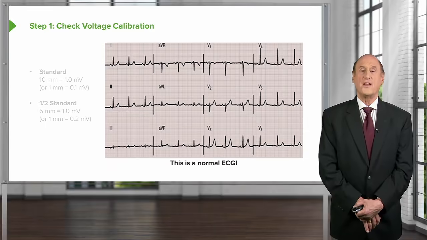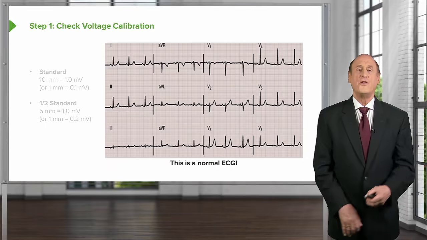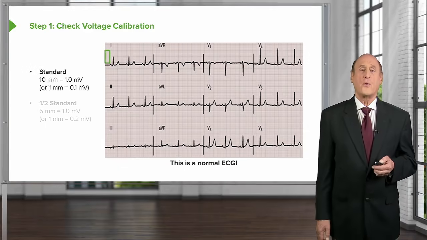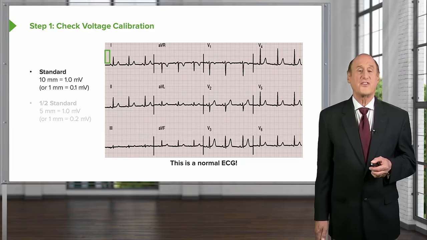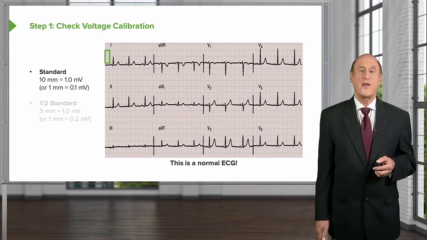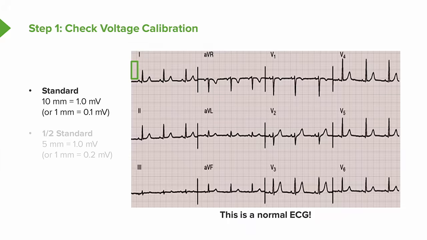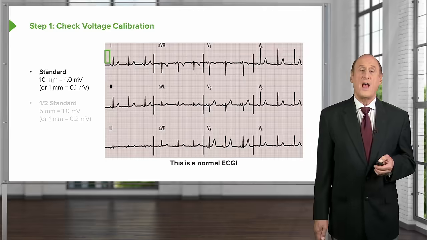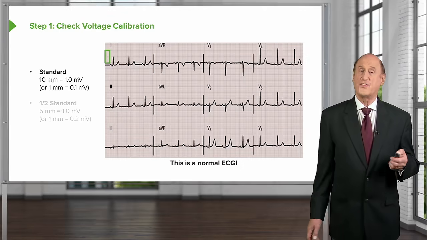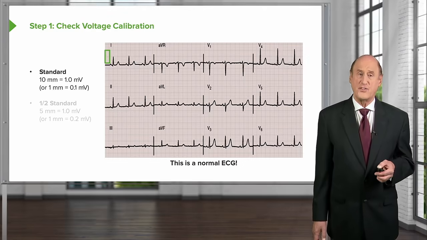So let's start. Here is a normal ECG. Notice in the upper left corner, there is a little green box. That's the standard. If you count the little tiny boxes, there are 10 little boxes. Each one of the big boxes has 5 smaller boxes, so there'll be 2 of the big boxes, which constitute 10 small boxes. Each one of those boxes is 1 millimeter and corresponds to 1 millivolt of electrical activity. So again, this is the standard on all ECG machines.